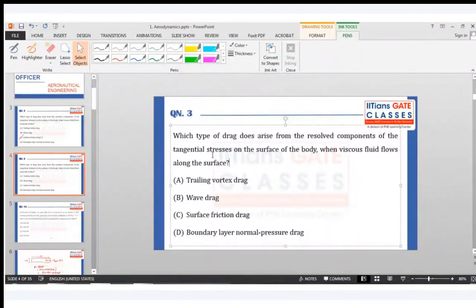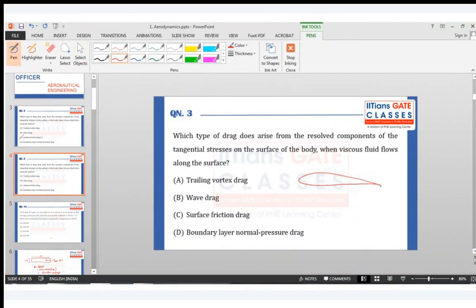So let us see question number 3. Which type of drag arises from the resolved component of tangential stress on the surface of a body when a viscous fluid flows along the surface? I'm not sure whether you understood the question or not, so let me first explain what the question is.